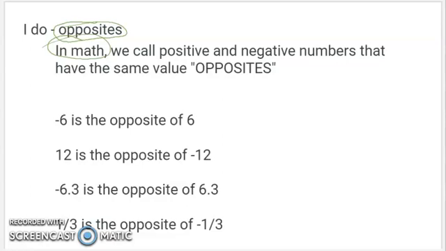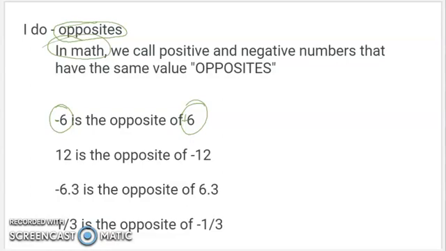Negative 6 3/10 is the opposite of 6 3/10. And 1/3 is the opposite of negative 1/3. We're going to say these are opposites. They have the same value, we would say. They both have a value of 6, but one is positive. Remember, we don't always write the positive sign. We do always write the negative sign. So we say the positive and the negative version of the same number are opposite.